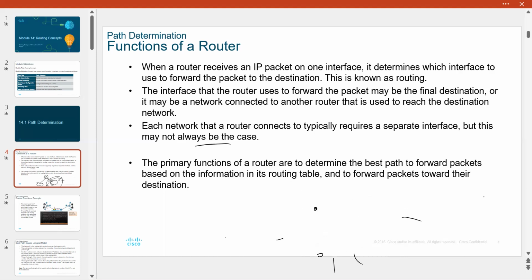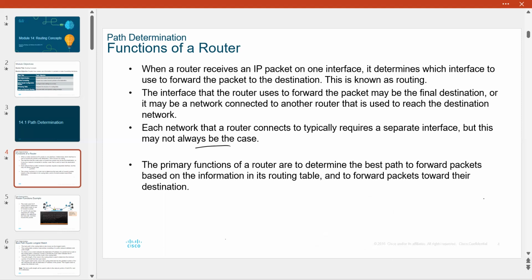So we already mentioned the primary function of a router. One, path determination, determining the best path. There are many paths, but the router has to know what is the best path. There are many routes to Bulawayo, but some have potholes, some have a good road, a good highway, and some let us arrive quickly.